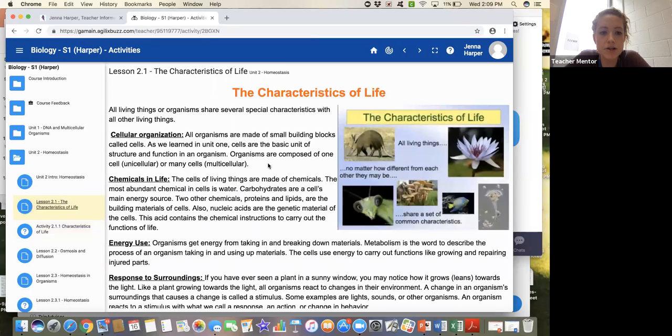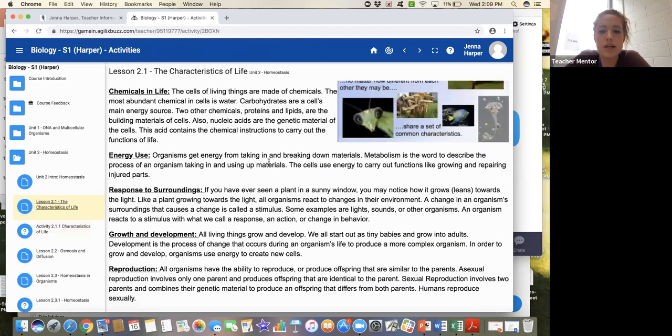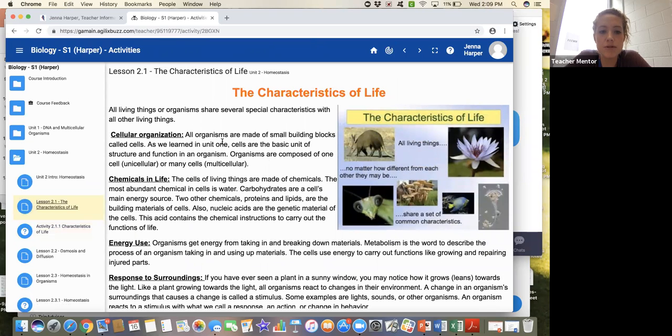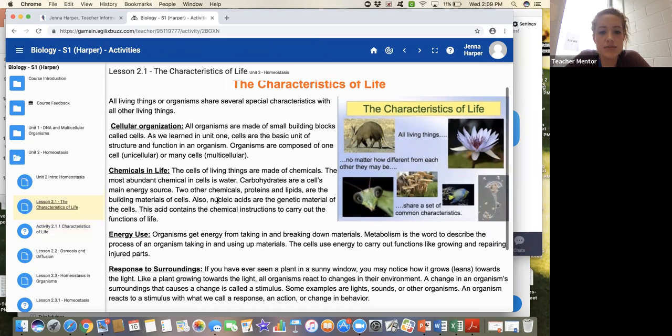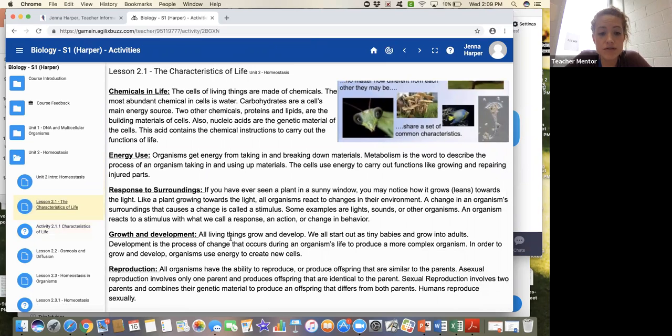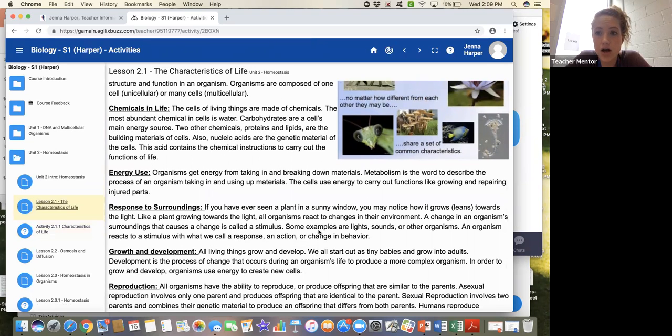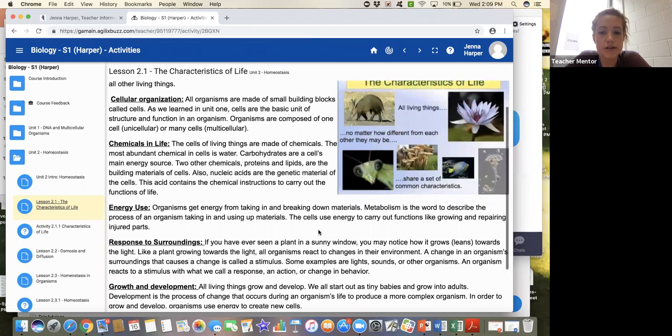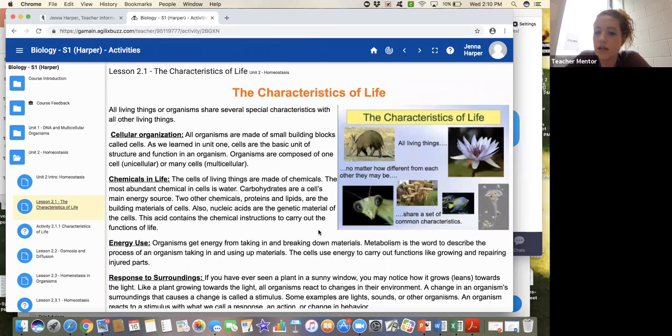If we want to go back to here, this is going to tell us the characteristics of life. It has to be made up of cells. It has to have these living things made up of chemicals. It has to get energy from taking in or taking out. It has to be able to respond to its surroundings. It has to be able to grow and develop, and it has to be able to reproduce in some way. These are the things that cause something to be considered alive. And we call them the characteristics of life. So they can be from single-celled organisms to organisms like a human being.